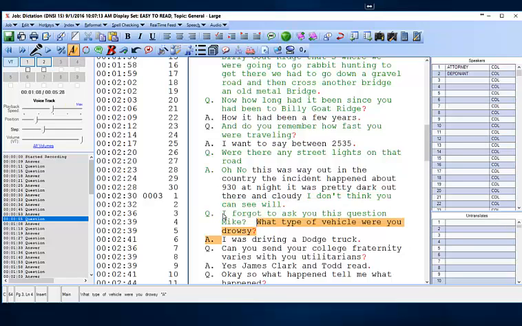What type of vehicle were you driving? Echo: I was driving a Dodge Ram truck at the time.